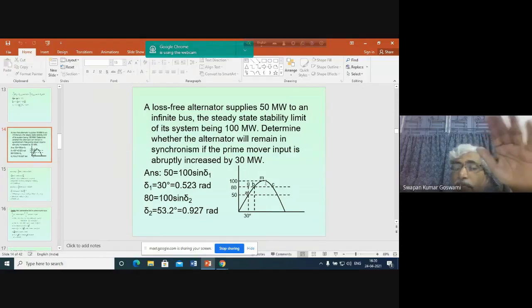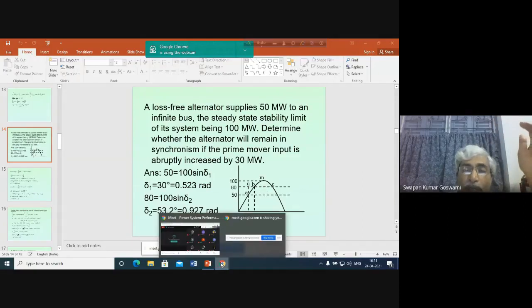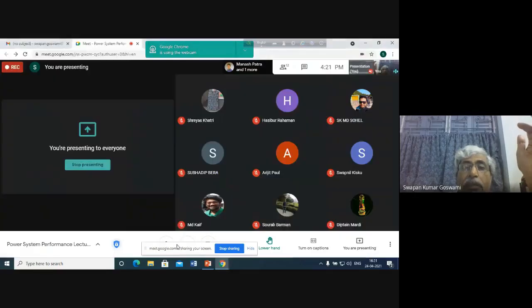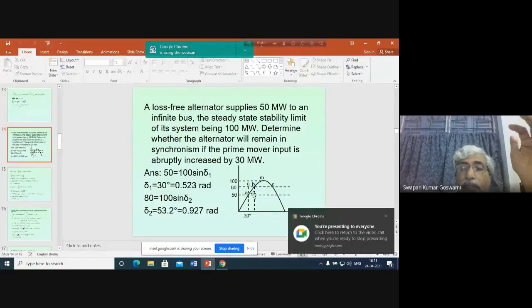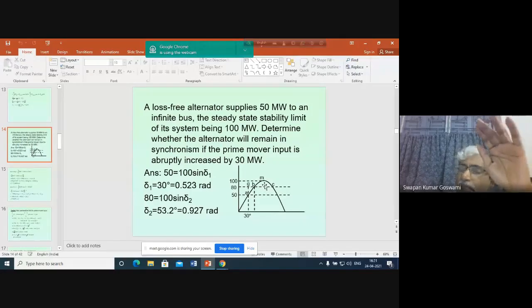So after that, what will happen? The speed is synchronous here, but after that, the speed will decrease again because the power output was still more than power input. As power output was more than power input, the speed will become less than synchronous, and the second swing will start. So this will go on. You can say that the first swing is completed, and if this thing happens, then synchronism will be lost.